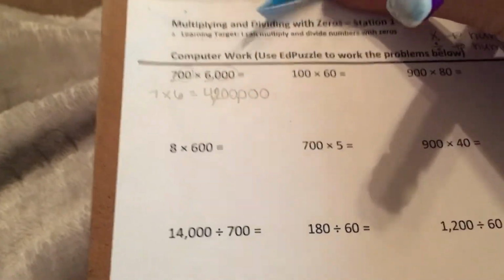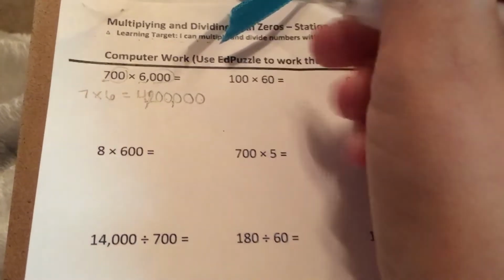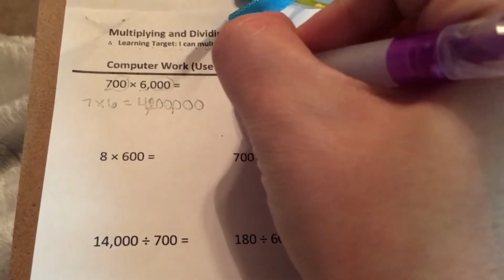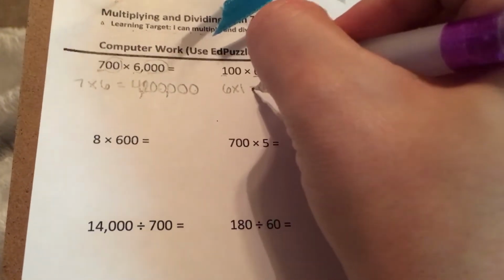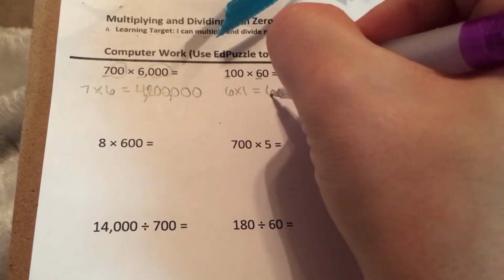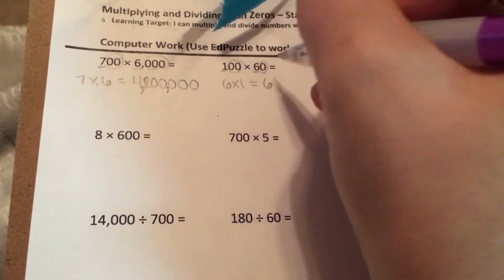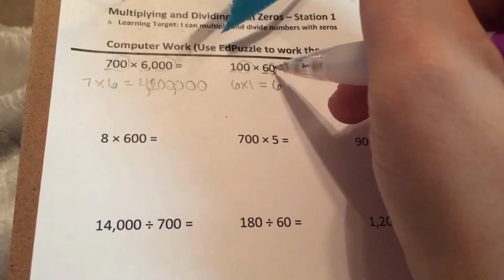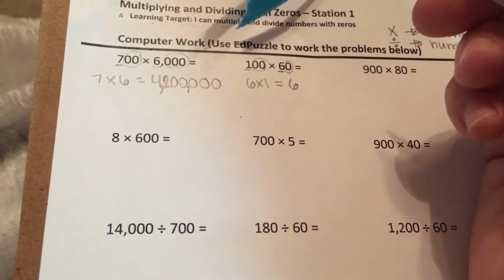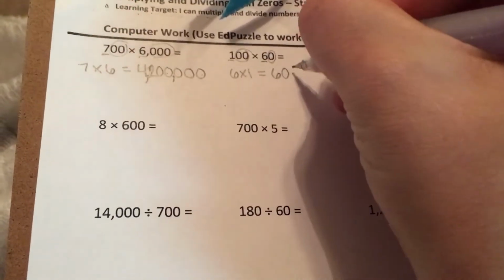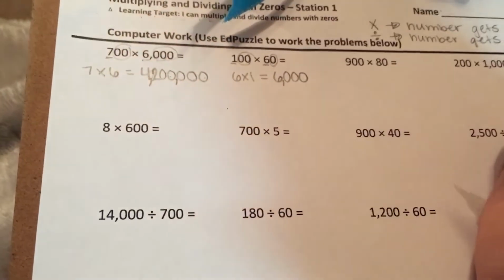So now let's go to the next one. Remember, you're going to ignore the zeros and multiply 6 times 1. Well, 6 times 1 is equal to 6. But then I have all these zeros. How many? Well, let's see. 1, 2, 3 zeros. So that means I need to add 3 zeros to my answer, and I get 6,000.